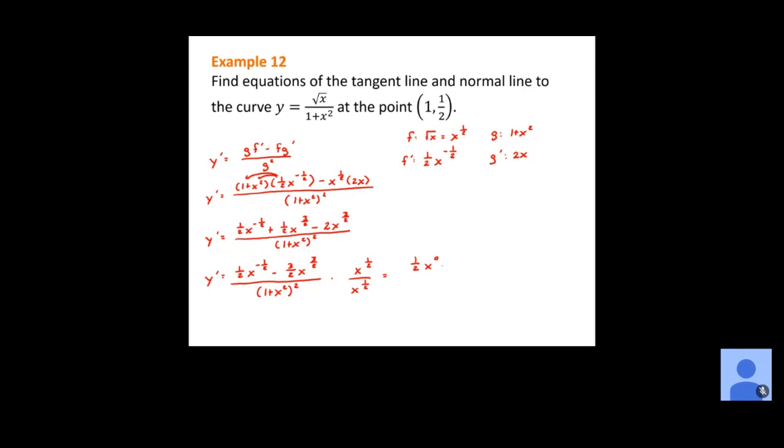Okay, I'm going to keep it as x to the 0 for now, just so we don't forget where that came from. And then minus 3/2 x. And then what's our x going to be raised to this time if we multiply the x to the 1/2 times the x to the 3/2? It's going to be 2 now, right? Because 3/2 plus 1/2 is 2. So we get x squared all over, and then down here, we're just going to have x to the 1/2 times 1 plus x squared, all squared.